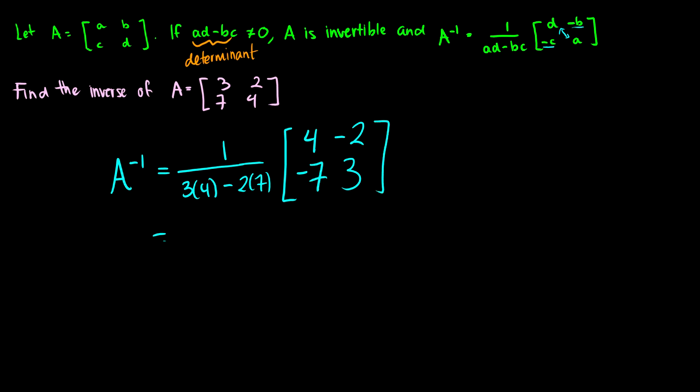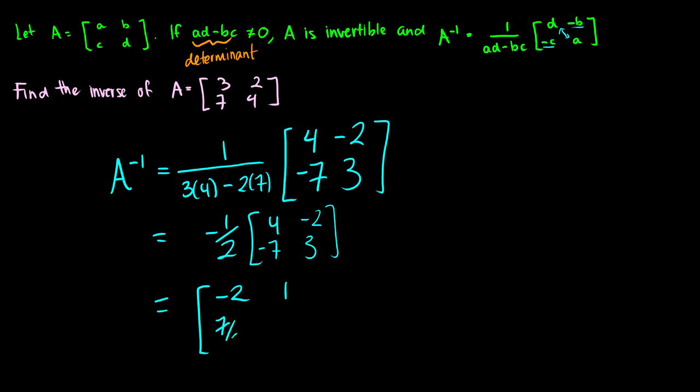Okay, so this simplifies to 1 over 12 minus 14, which is negative 2. That's negative 1/2 times [4, negative 2; negative 7, 3]. And then we just simplify this down to [negative 2, 1; 7 halves, negative 3 halves]. And this is A inverse.